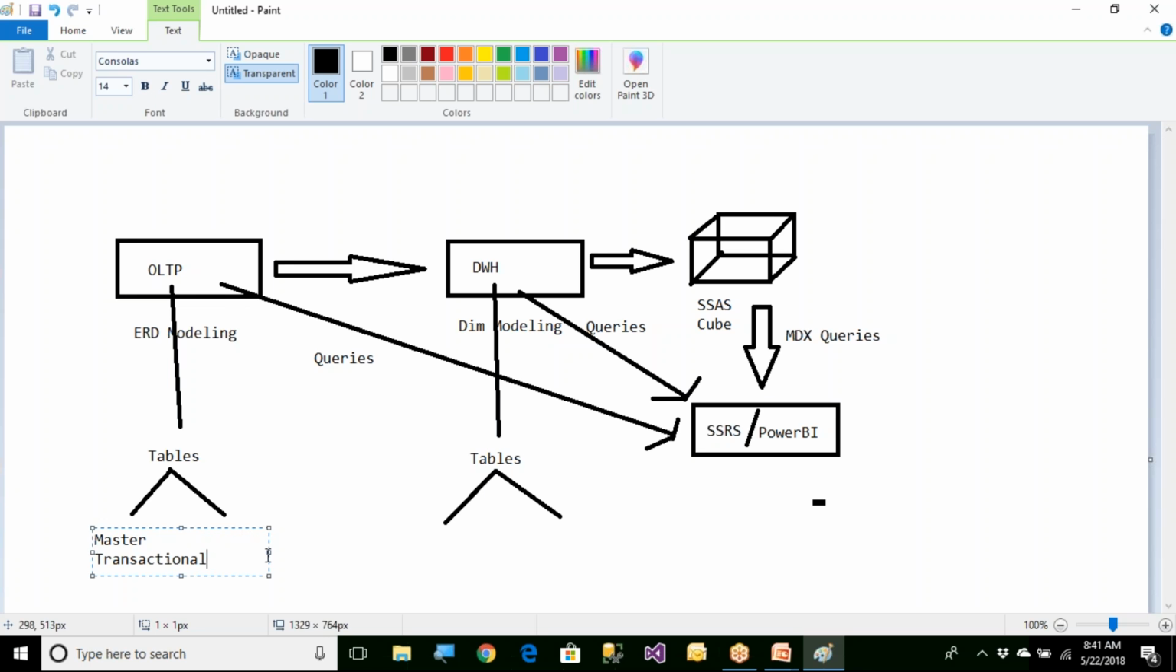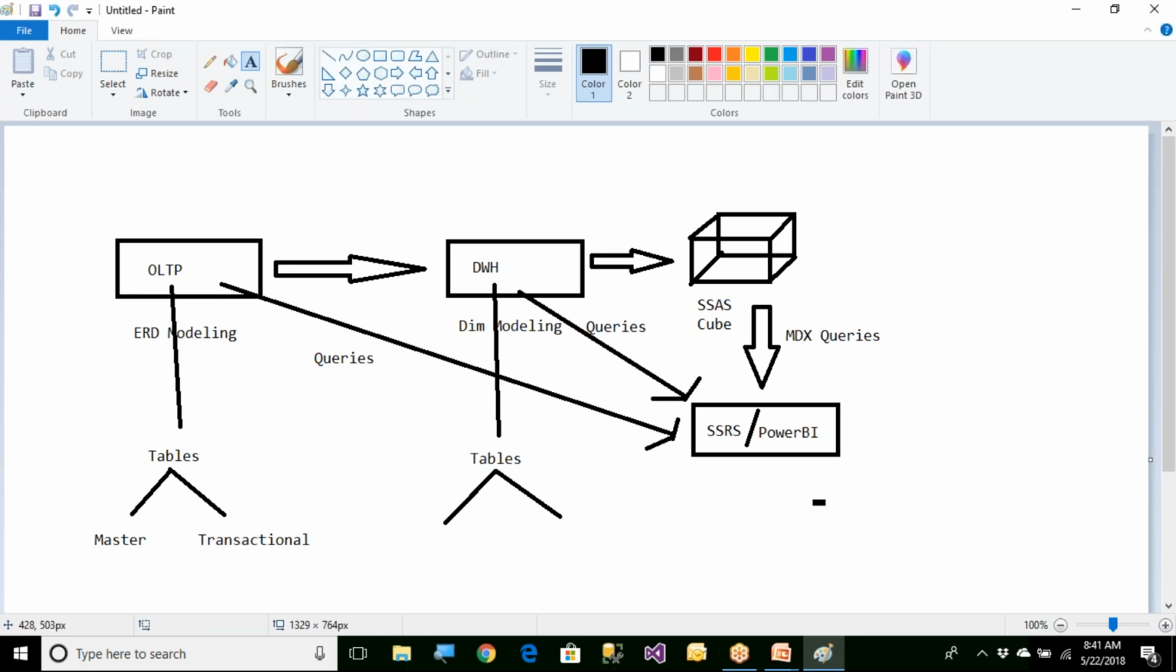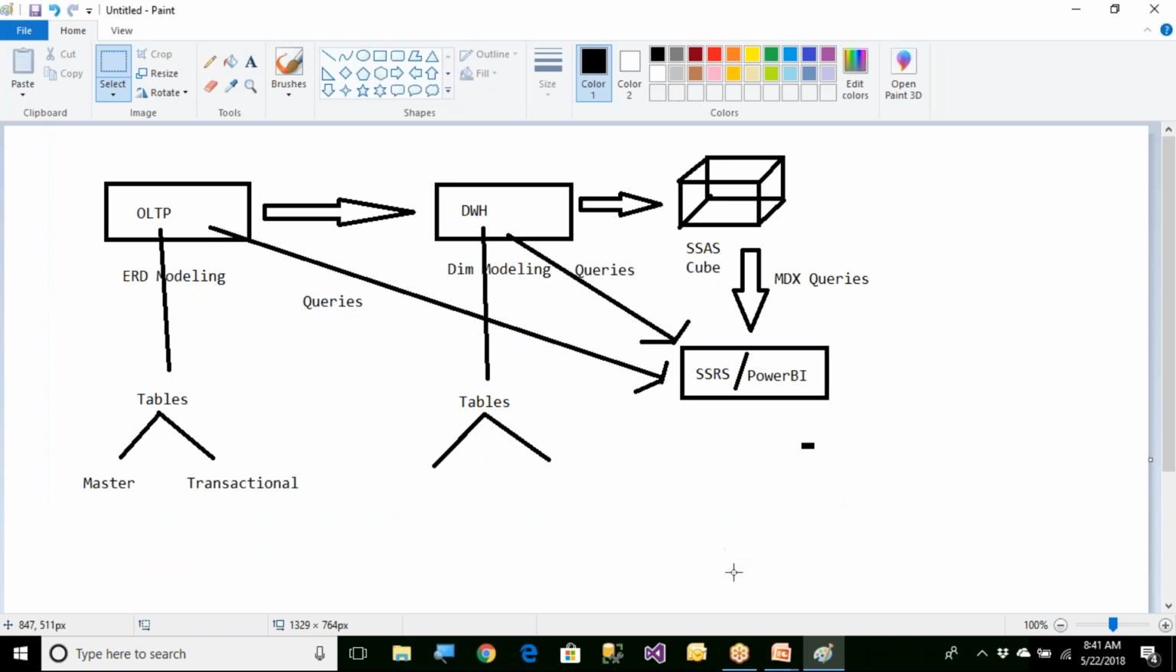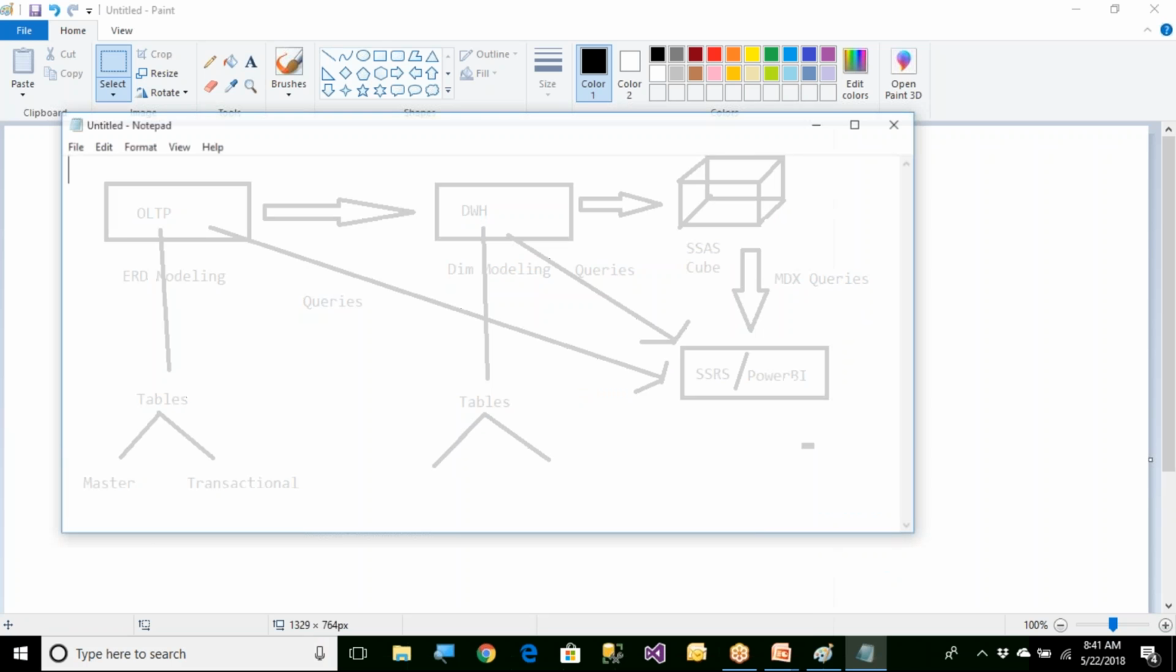So whenever you open any OLTP database, they'll have two types of tables over there. One is called master table. The second one is called transactional tables. Okay. So what is a master table and how can we understand whether this is a master table or not? Let us understand. Master tables have a few properties that you need to understand.